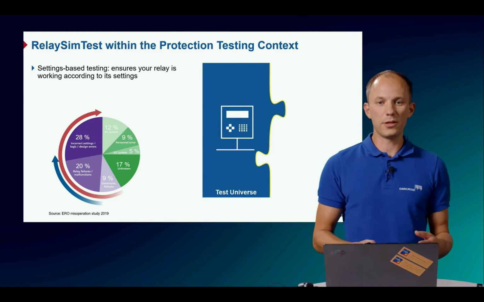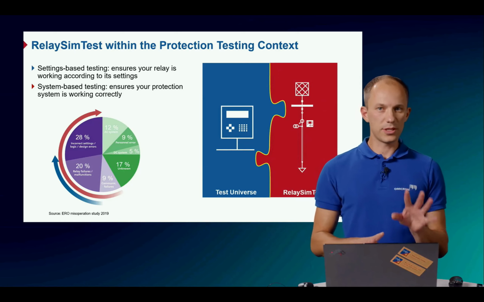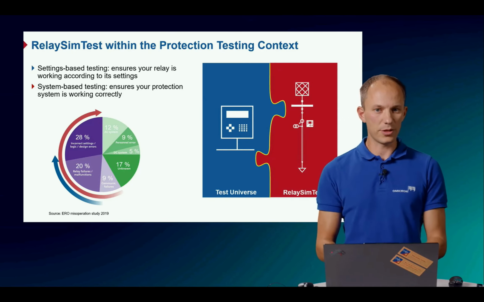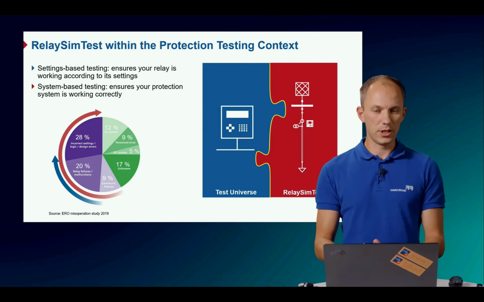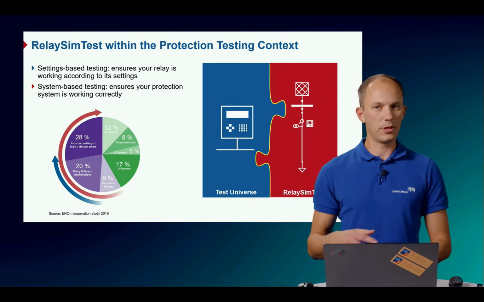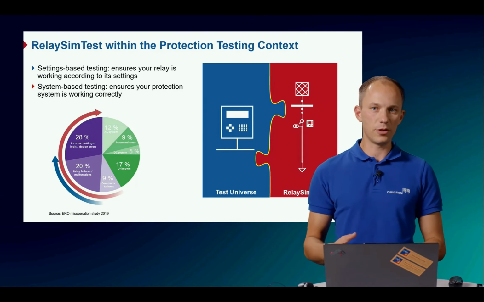So in the end, we have this overall picture between Test Universe and RelaySimTest, and it's a complete puzzle. We call that our protection testing overall context, and we call what we do with RelaySimTest a system-based testing approach. That means we really ensure that our overall protection system is working correctly. So whenever there is a fault, for example, on my line, that it's cleared maybe within a fast trip time.